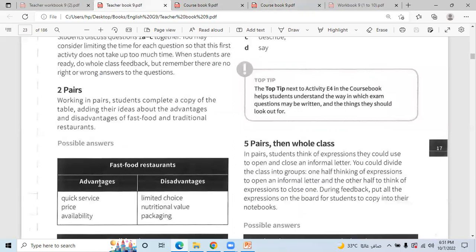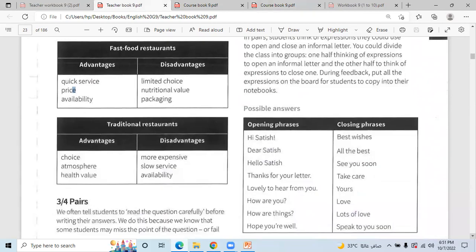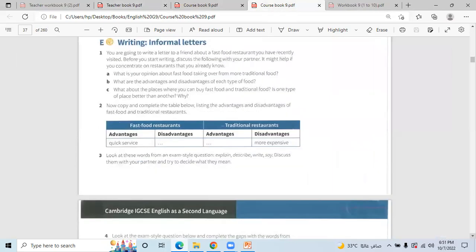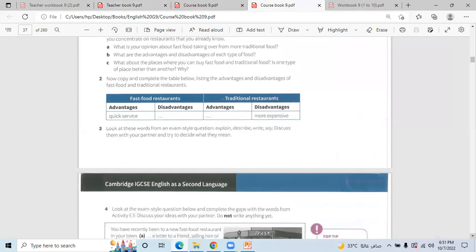Here you can see the fast food restaurants. Advantages are quick service, price, and availability. Disadvantages are limited choice, nutritional value, and packaging. About the traditional restaurants, advantages are choice, atmosphere, and health value. Disadvantages are that it's more expensive, slow service, and availability. All right, so these are the advantages and disadvantages of fast food versus traditional restaurants.